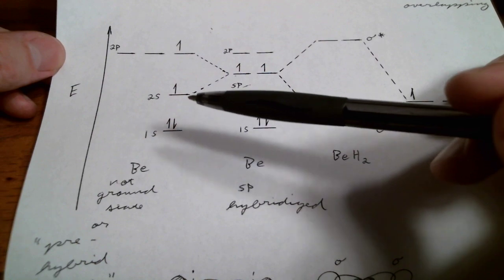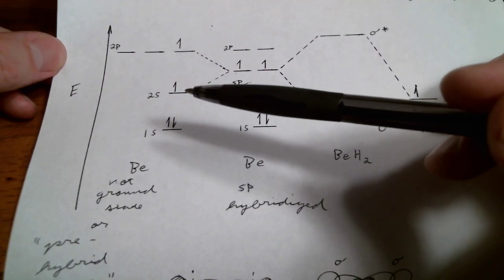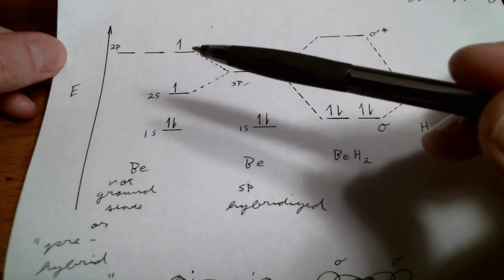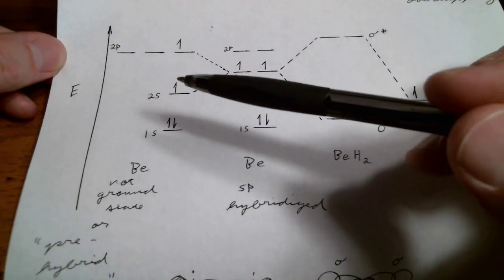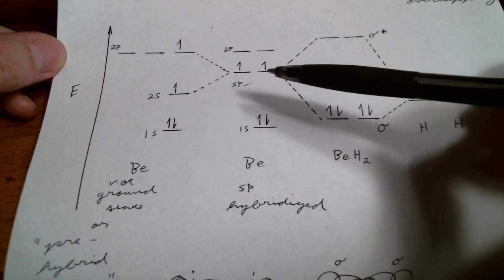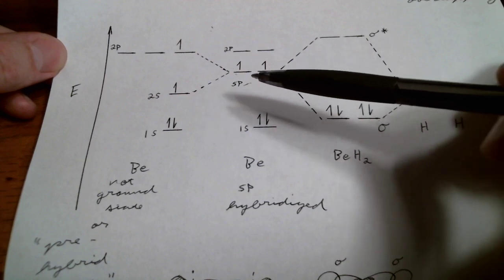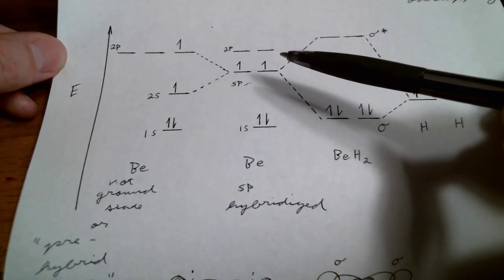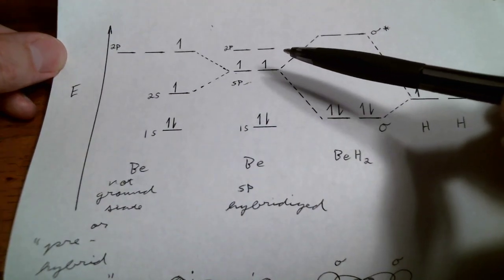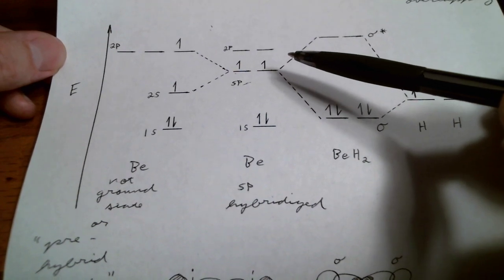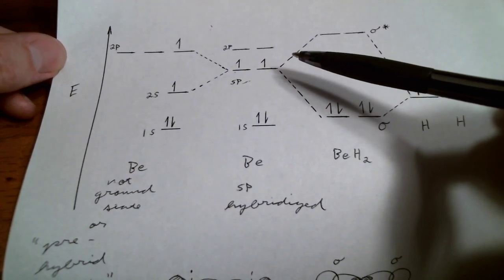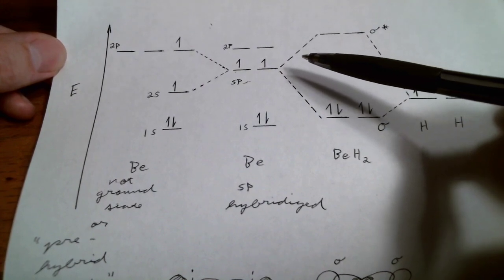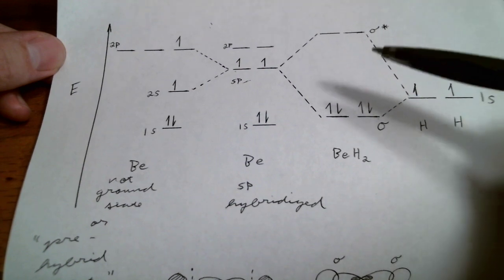It's in that sort of state where we promoted one of the 2s electrons up to a 2p electron. But what we're going to do is take one of these 2p orbitals and the 2s orbital, and form two sp orbitals, sp hybrids. What are we left over with? We're left over with two empty 2p atomic orbitals. Just because they're empty doesn't mean they don't exist. Just because the glass is empty, not filled with water, doesn't mean the glass does not exist. You can still fill that glass with water at some point.